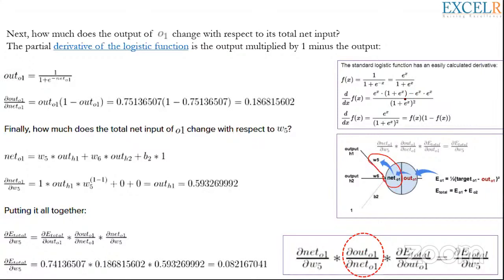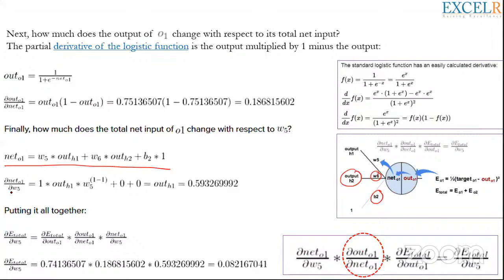Compute this part. Now, if you see what net o1 is here, net o1 is W5 times out H1, that means this times the output of H1, plus W6 times the output of H2, then plus bias 2. So that is what net o1 is.